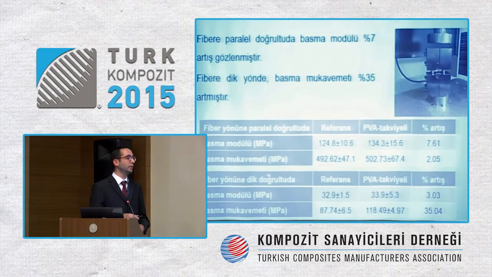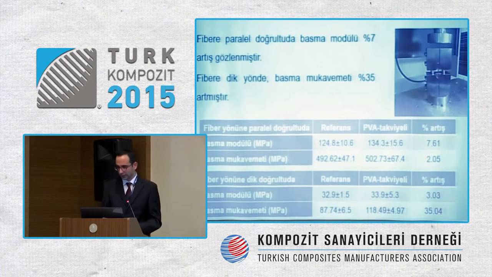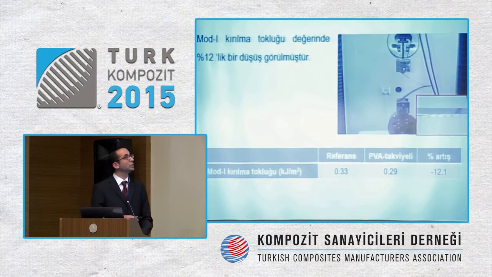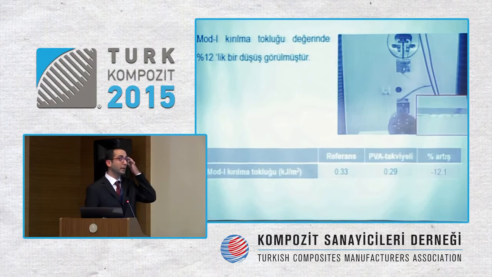The press test was vertical and horizontal to the fiber. As we know, the epoxy is a dominant element. In the horizontal and the parallel one, the increase was 7.61. In the vertical one, in press strength, there was a 35% of increase. And in mode 1 breakage test, there was 12% of decrease.